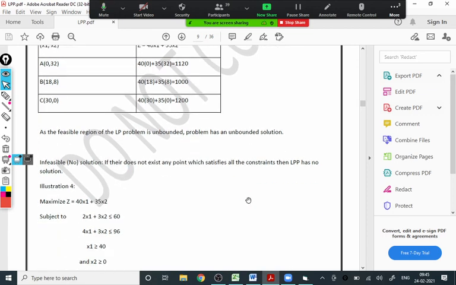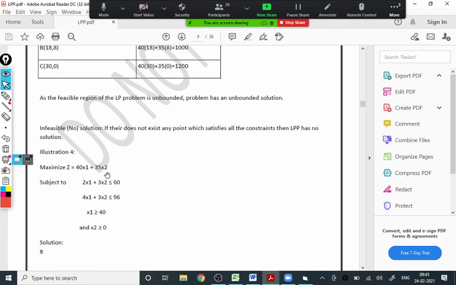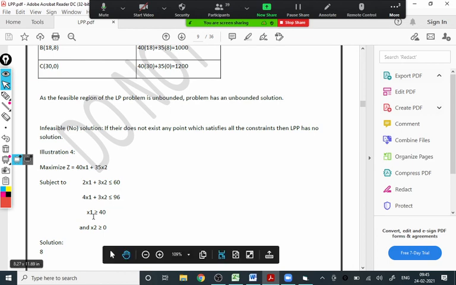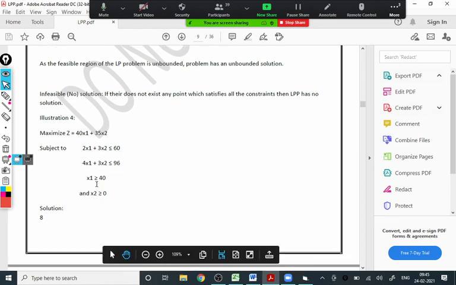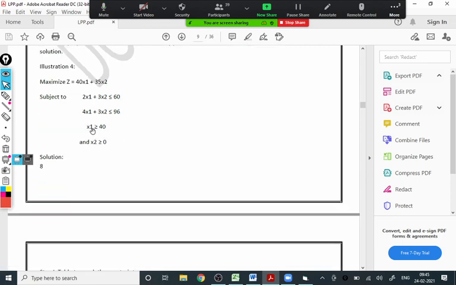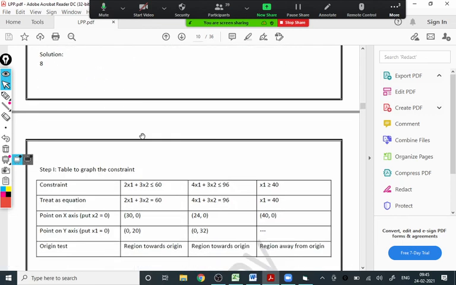And last case, no solution. The fourth case, there are 4 possible cases we have, and here the solution does not exist. Why does the solution not exist? Because there is no feasible region. So 40x1 plus 35x2, 2x1 plus 3x2 less than 60, 4x1 plus 3x2 less than 96, and there is one more constraint added, which is x1 greater than 40. Now let me show what this constraint will do.